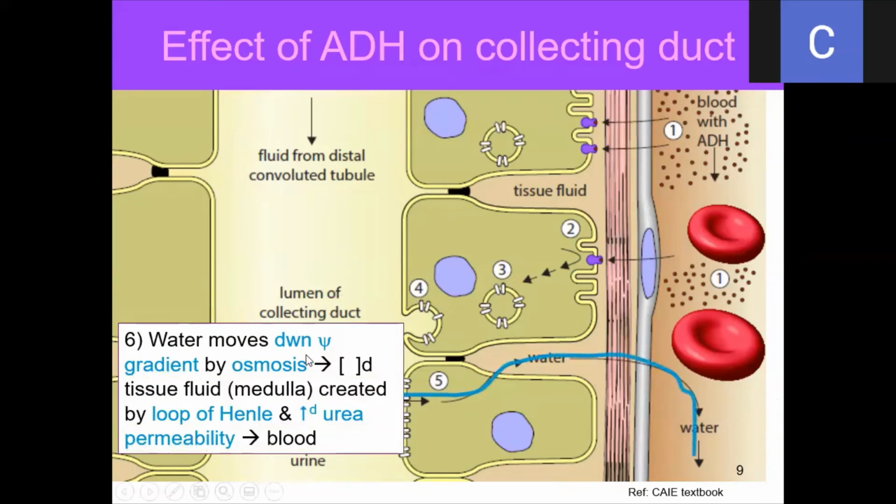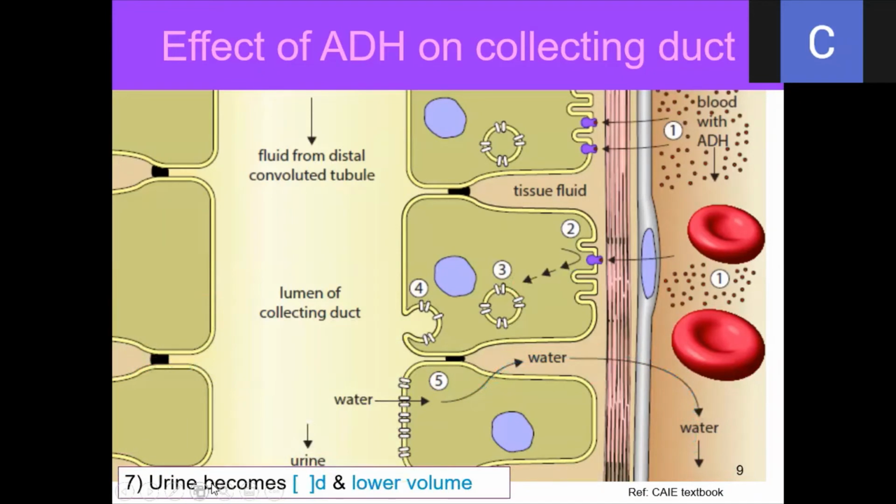So water moves down water potential gradient by osmosis. Every time water passes through the membrane is called osmosis, right? So water moves down water potential gradient by osmosis to the concentrated tissue fluid in the medulla, which is created by loop of Henle, as well as increase in urea permeability of the collecting duct. So that means sodium chloride and urea both will cause the water to move out. And then it goes into the bloodstream. Right, so last part is urine. Now because you remove a lot of water, urine becomes concentrated and lower in volume.